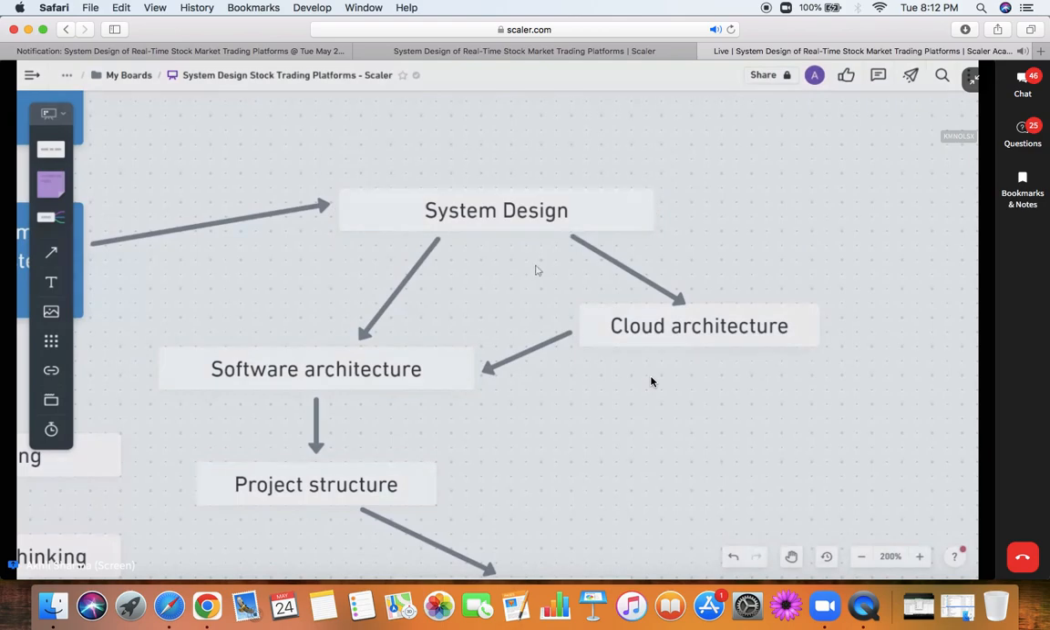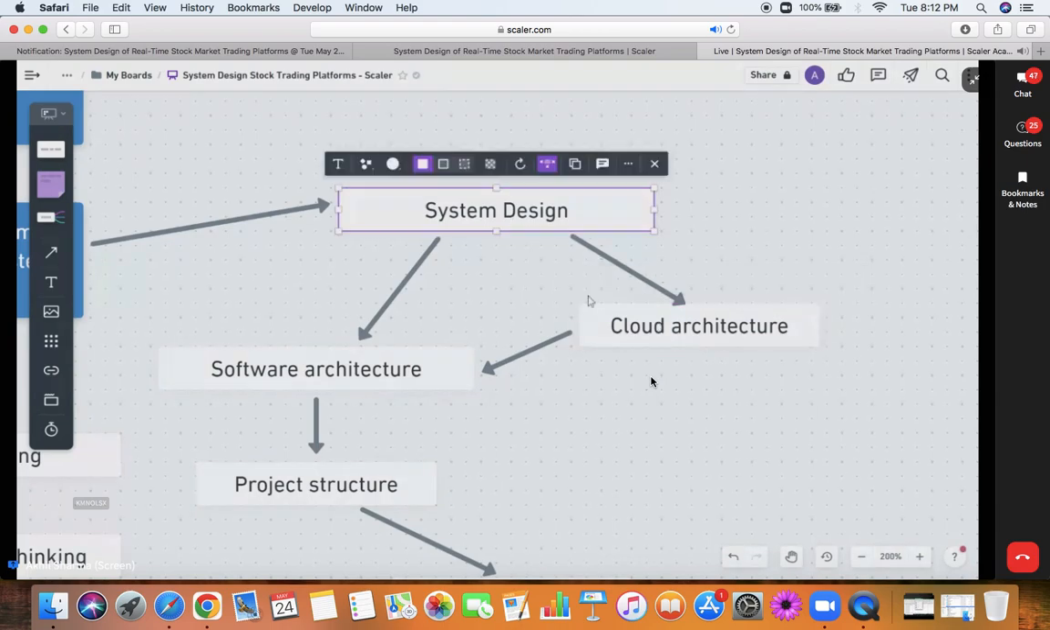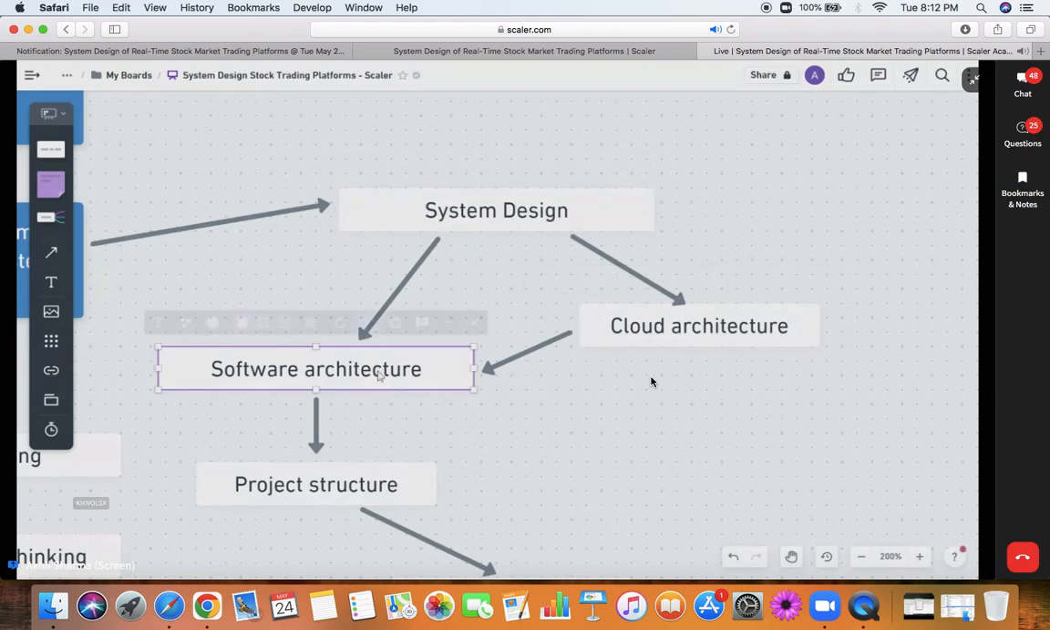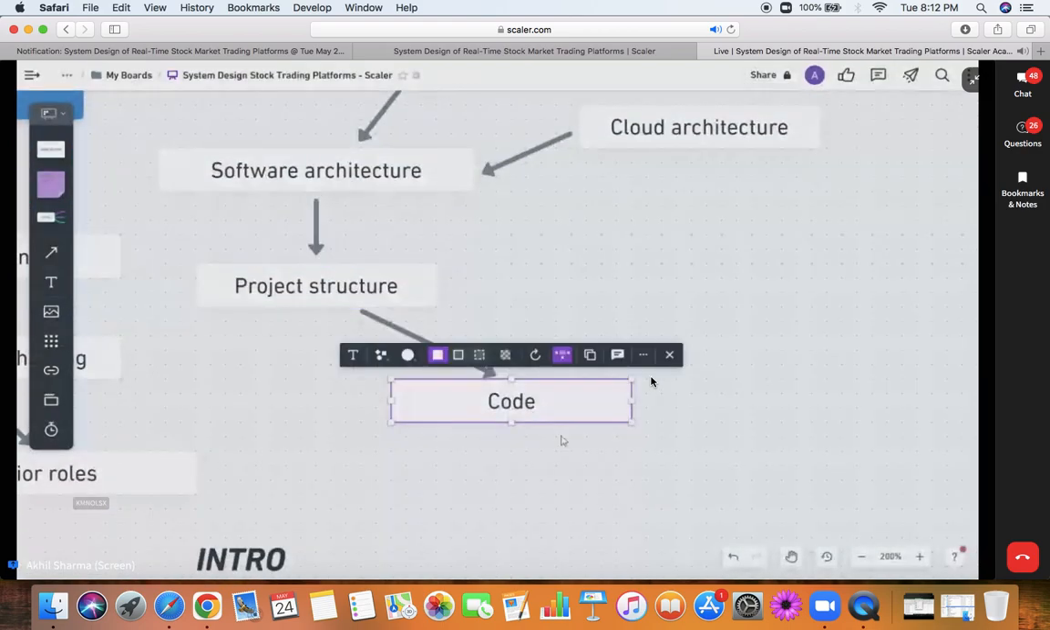Everybody in the team comes in and focuses on planning the system design. Then they work on the cloud architecture, in the sense of what all cloud technologies you will be using for that system design. Then you think about the software architecture, then your project structure, and then at the end you think about code.